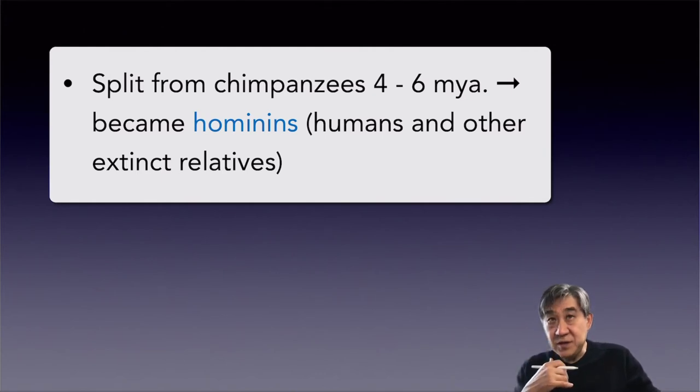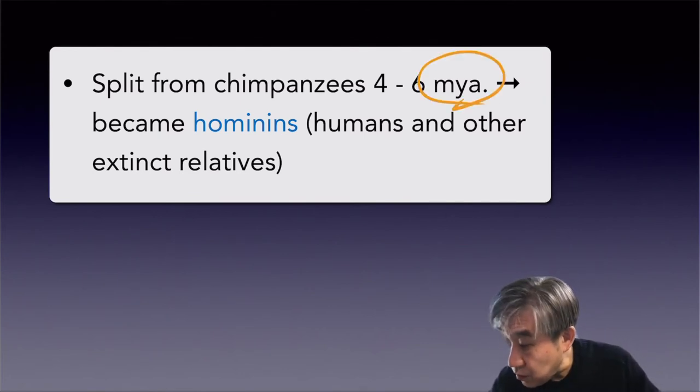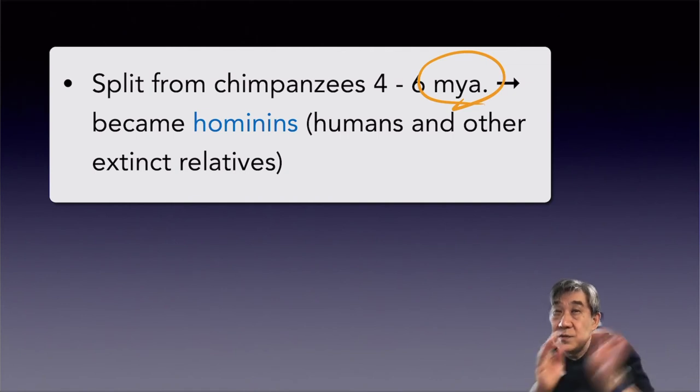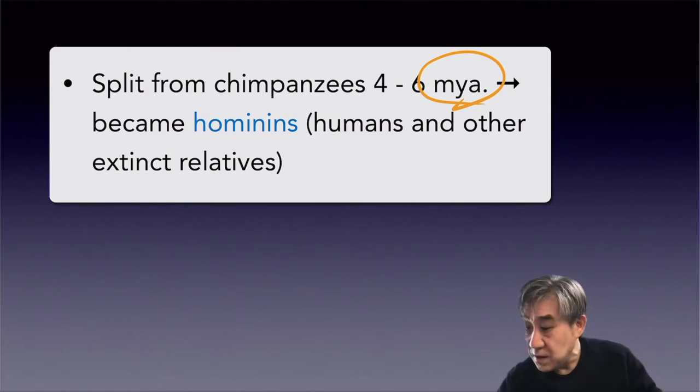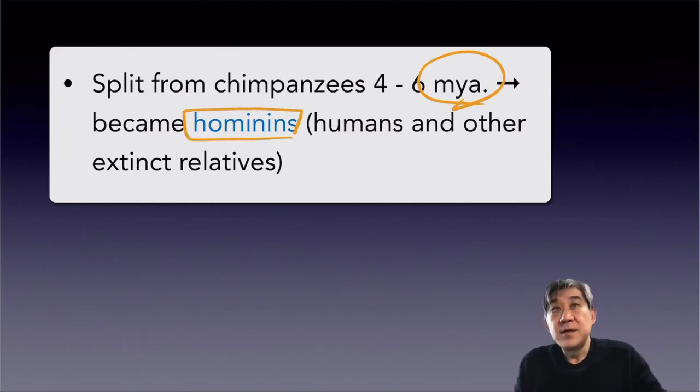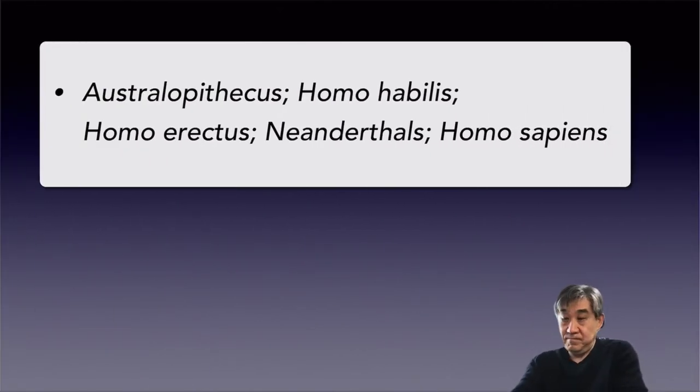The evidence indicates that chimpanzees and humans split about 4 to 6 million years ago. One branch split from the common ancestor between chimpanzees and present-day humans, and we call that group hominins. So hominins include humans and other extinct human relatives.